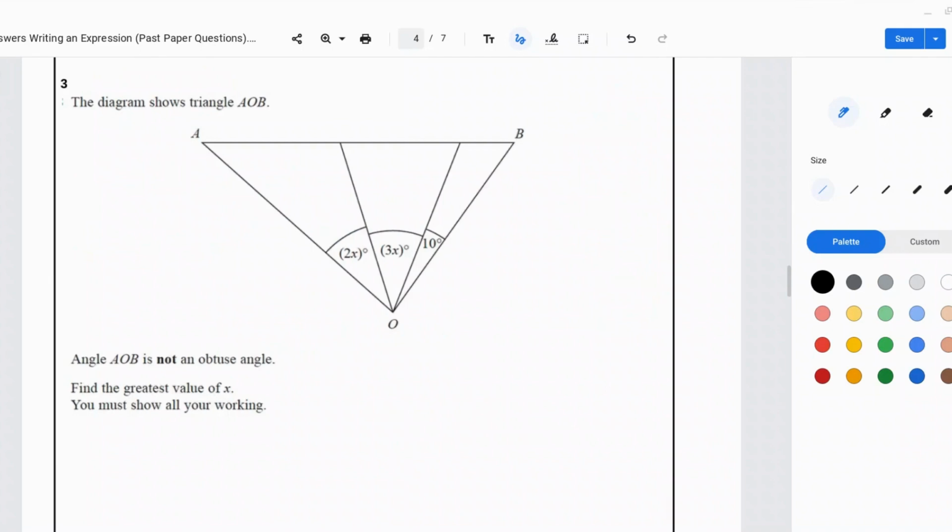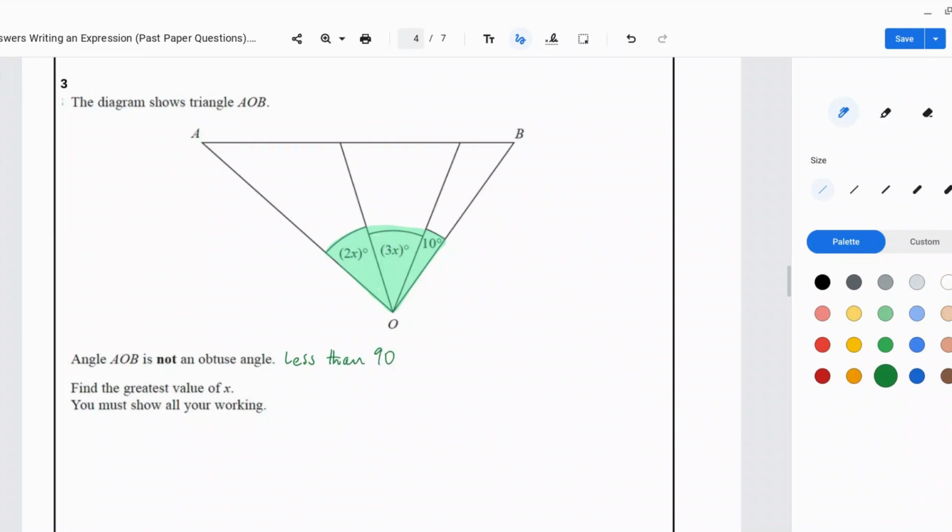Question 3 is an angle question. We are told that angle AOB is not an obtuse angle. So AOB is this angle. To not be obtuse means it's less than 90. So at some point, we're going to need to take that into account. So less than 90 degrees.